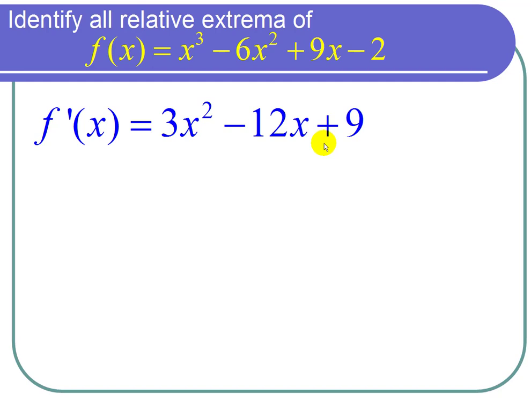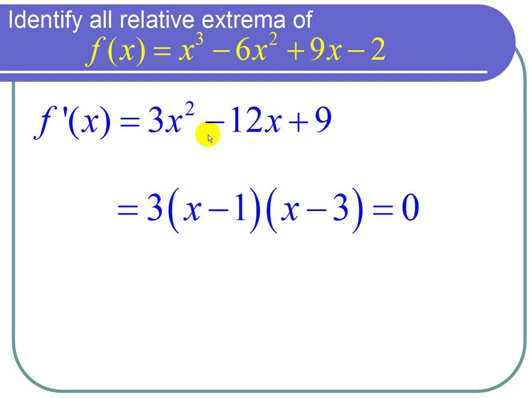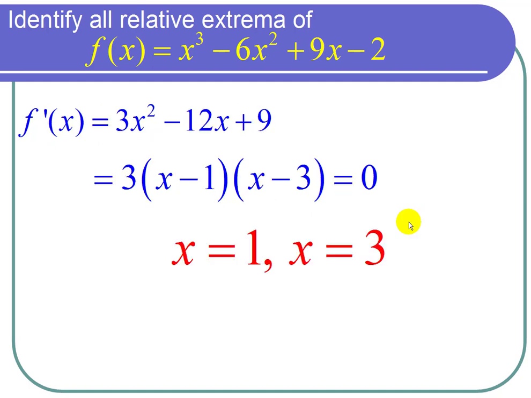I can pull out a 3, and I get x squared minus 4x plus 3. And then I can factor that, and I get 3 times x minus 1 times x minus 3. And I set that equal to 0 to find the critical points. And I get that x equals 1 or x equals 3.